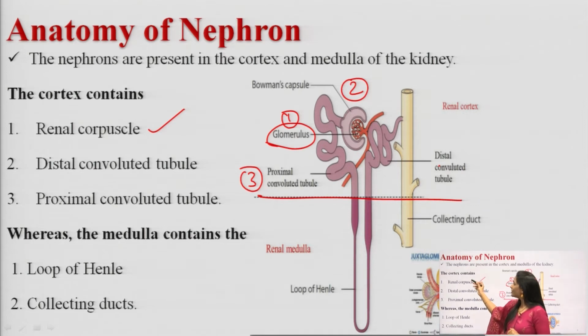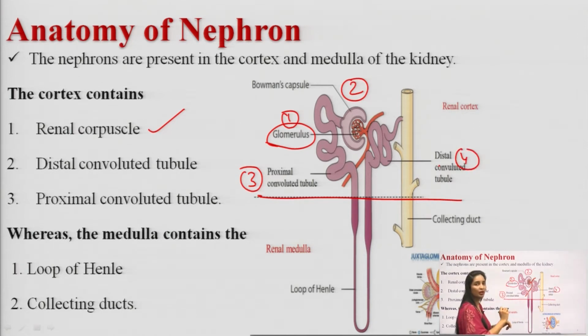So, the cortex consists of the renal corpuscle, and the second one is the distal convoluted tubule. Okay. So, here you can see the distal convoluted tubule and proximal convoluted tubule. Here I did not mention the Bowman's capsule because it is covered with the glomerulus. So, this is the reason I did not mention it separately. So, what are the parts present in the cortex area? Glomerulus, proximal convoluted tubule, distal convoluted tubule. And what are the parts present in the medulla? Loop of Henle, collecting duct.